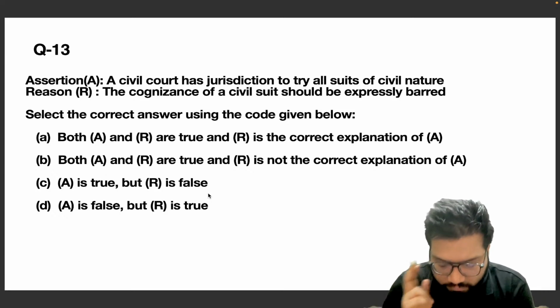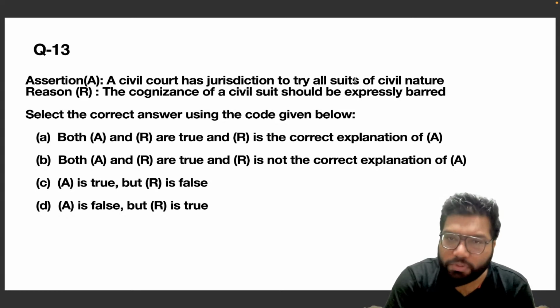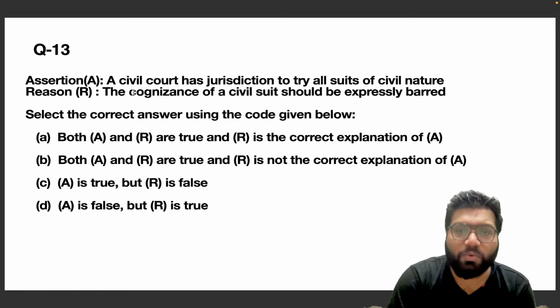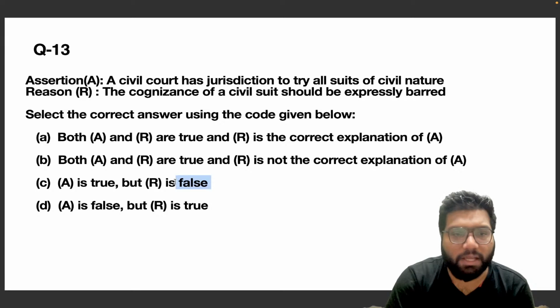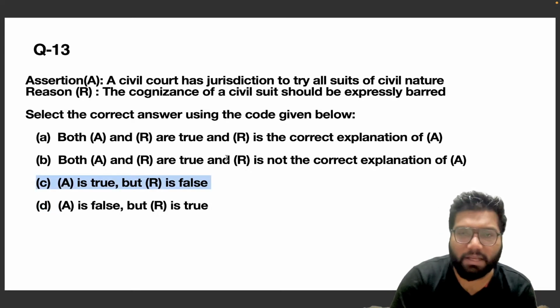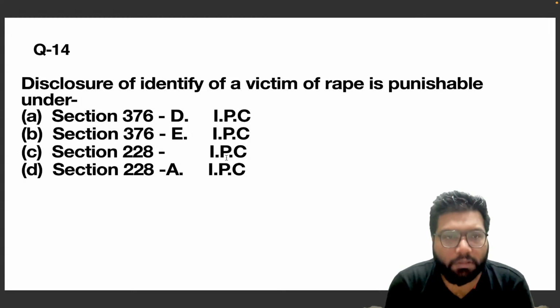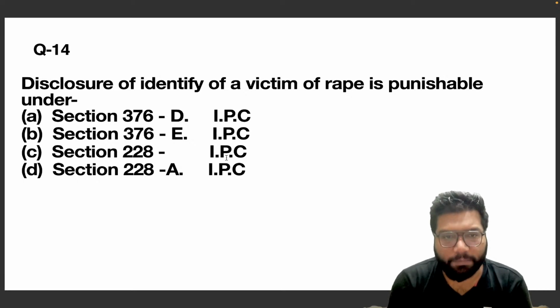Now, coming to the answer of this question. See, when it comes to statement 1, a civil court has jurisdiction to try all suits of civil nature. This is completely correct. But when it comes to the reason, the cognizance of a civil suit should be expressly barred. No, that is false. So the correct answer is C. Next question: disclosure of identity of a victim of rape is punishable under.